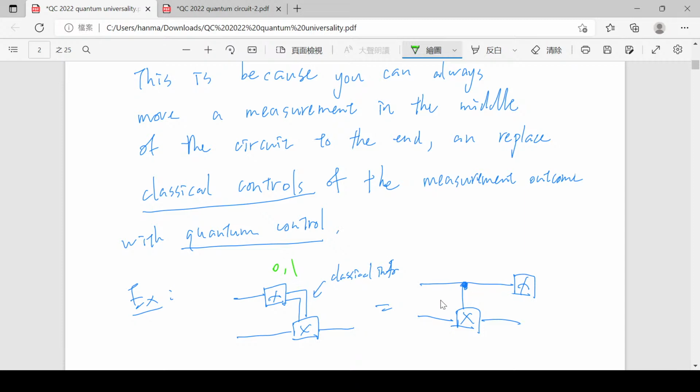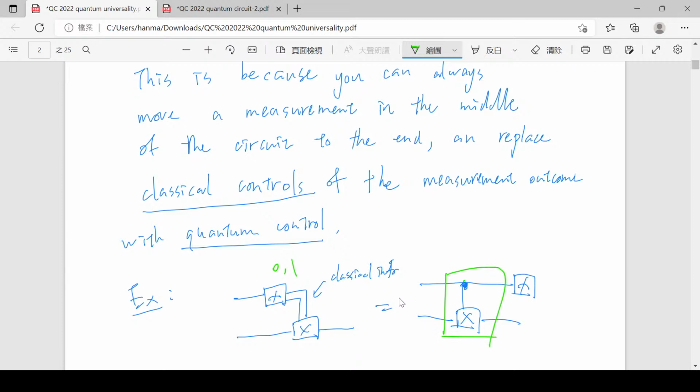And what do we mean by deferred measurement? Now the question is, if you don't do this measurement here, because you want to defer the measurement to the end, then how do you control this X gate to apply it or not? What we can do is this circuit instead. Instead of this measurement and classical control, we can do this quantum control. We just do a CNOT gate here. So now this whole part is a quantum controlled NOT gate.